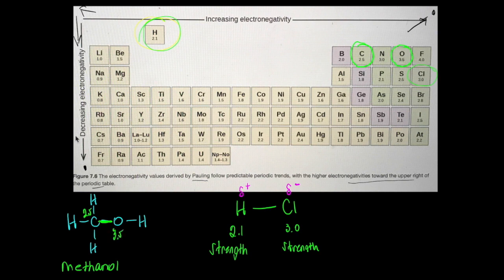Okay, so who's the winner? Oxygen is the winner. I'm going to not use delta plus and delta minus. I'm going to use the dipole arrow to indicate who the winner is. Okay, we always point to the winner. The dipole arrow points to the winner. So oxygen is more electronegative, so the polarity is going to be that way.